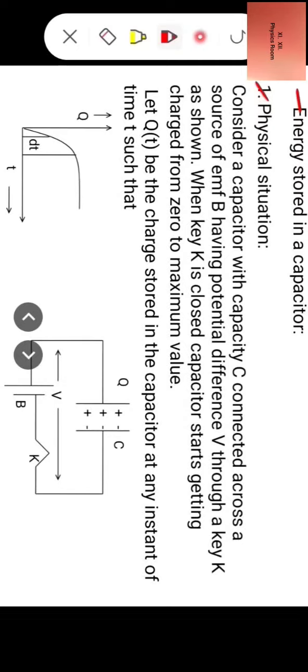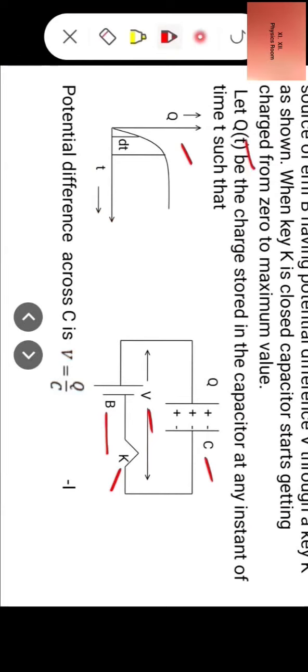First, physical situation. Consider a capacitor with capacity C connected across a source of EMF having potential difference V through a key K as shown in the diagram. When key K is closed, the capacitor starts getting charged from 0 to a maximum value, and the charging is shown in this graph. That's how the capacitor gets charged with time. The y-axis shows charge and the x-axis shows time.